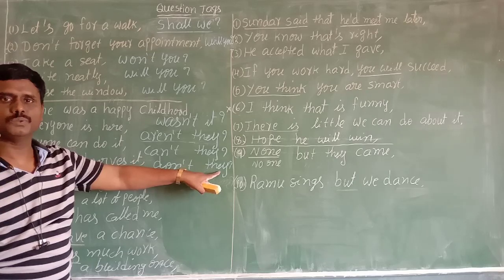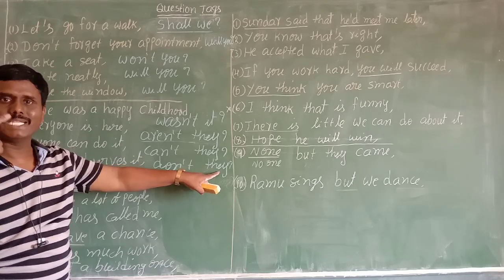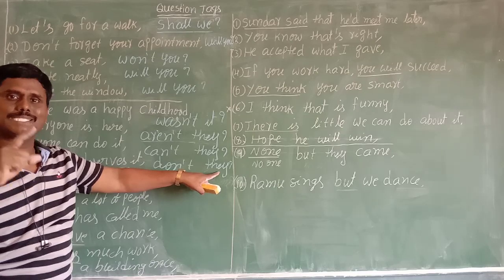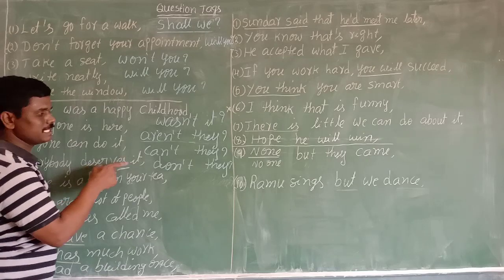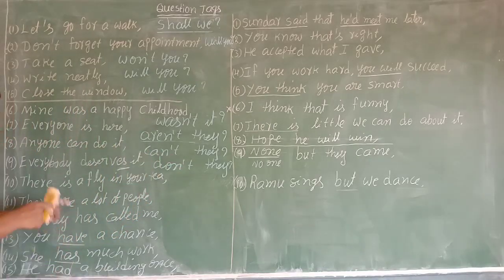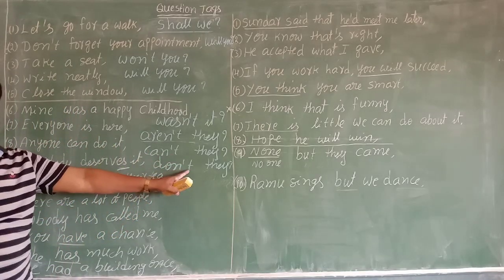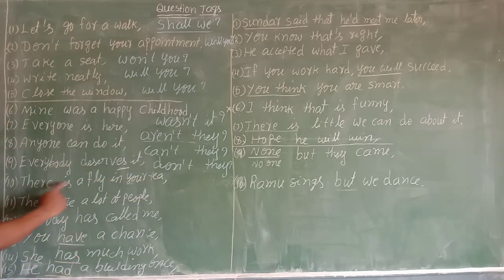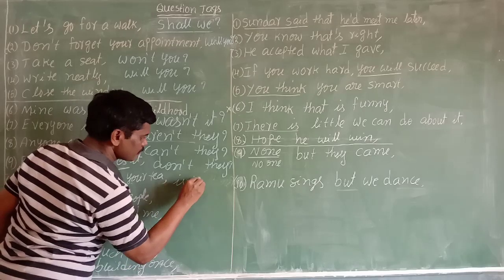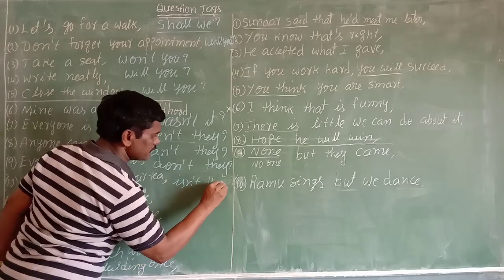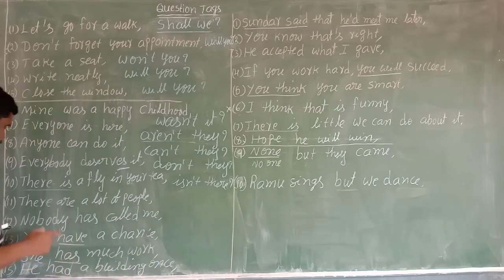Here the pronoun is they in the question tag. I do, we do, you do, he does, she does, it does, they do. So with the pronoun they, even though the verb 1 with s is there, we use do. No negative words, so we use the negative contraction. In the same way here, there is a fly. There is: this is the subject, this is the verb. So the answer is isn't there? Question mark. Here also, there are.